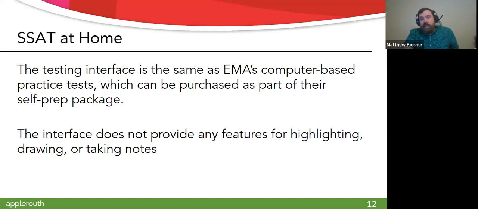ERB does offer a computer-based practice test. They have an online product at SSAT.org. If you were to purchase that, you could look at what the test platform is. It's very basic. It's basically just clicking on the answers that you want, plus some navigation things. You see one question at a time and move through it. There's nothing to annotate or make notes that a lot of other testing platforms have. It is as minimal as you could get away with.